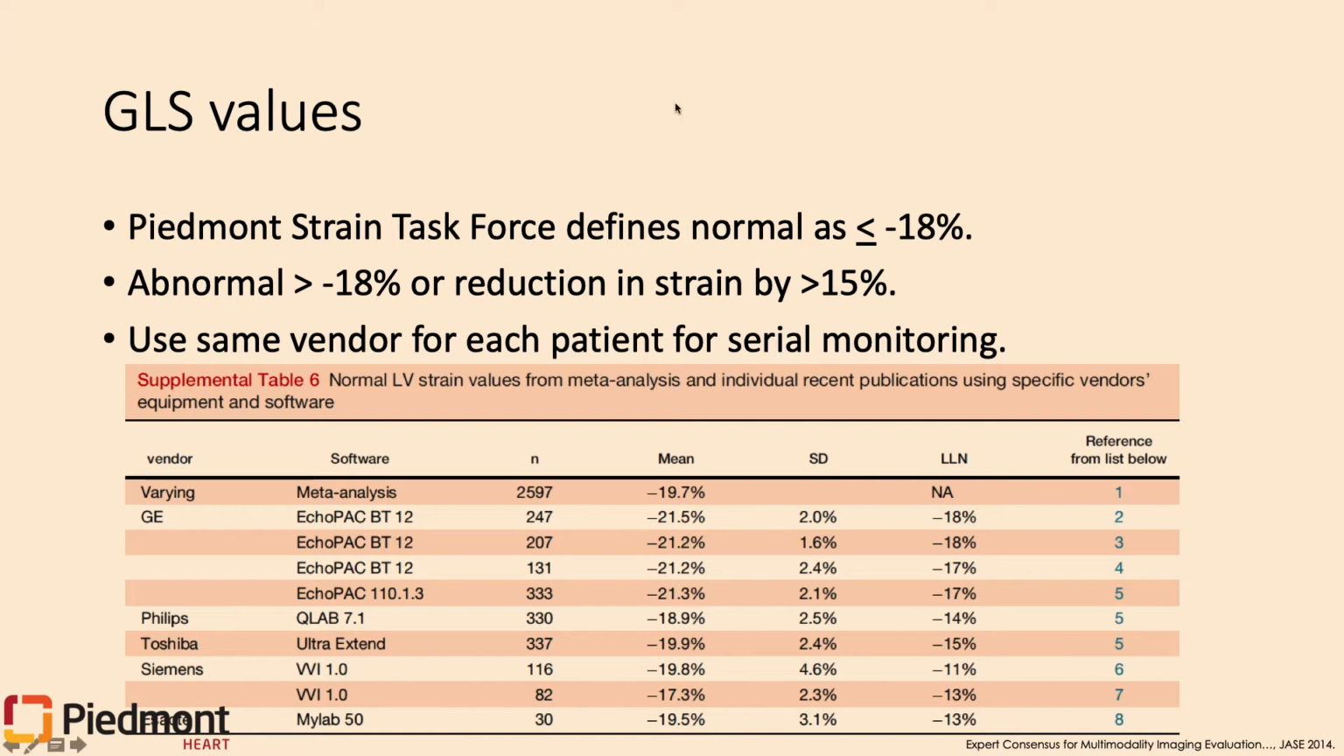That terminology can be a little confusing with the negatives and positives, but essentially negative 18 is our cutoff for normal. Any number that is more positive than negative 18, such as negative 12, negative 10, would be considered abnormal, or any reduction in strain in a consecutive echo on the same patient greater than 15% is also considered abnormal. It's also important, due to this variability in the vendors for various reasons, different algorithms, different software analysis programs, different equations for their strain calculations, different parameters. For those and other reasons, it is important to use the same vendor for each patient when you are doing serial strain monitoring, just to take out that one variability.